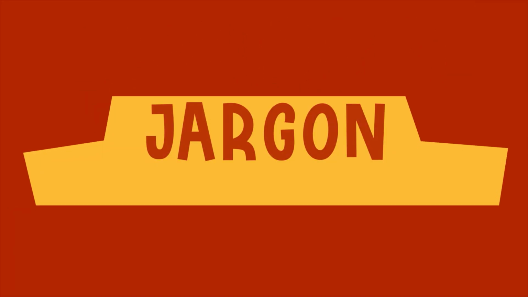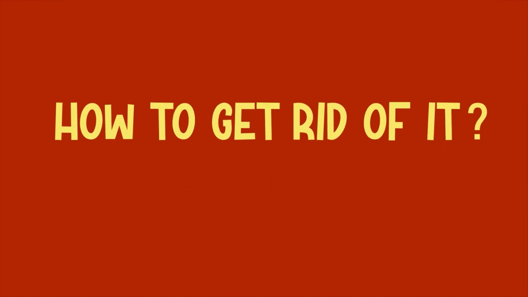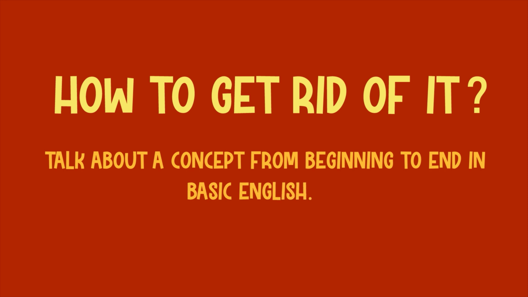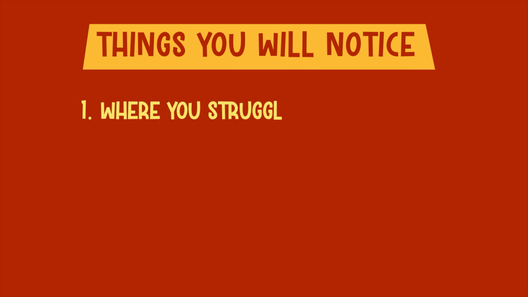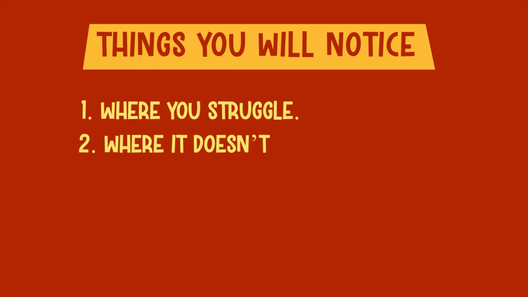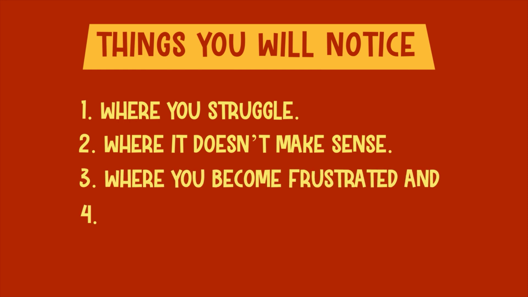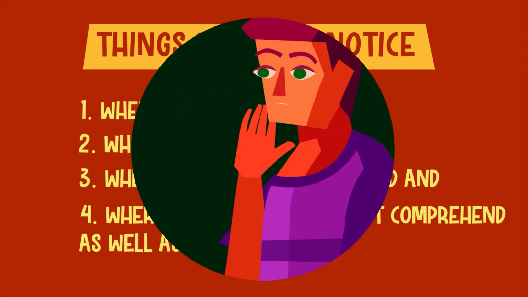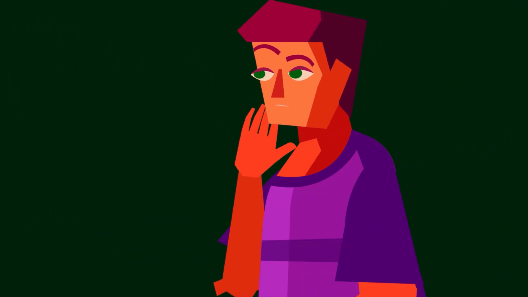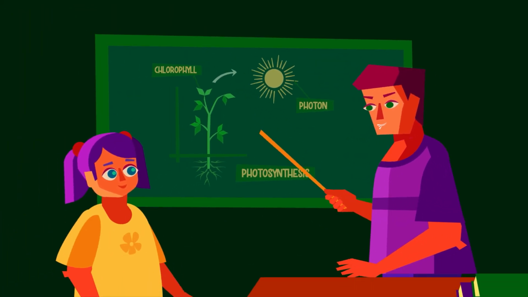This will make sure that you get rid of the confusing jargon. The issue with jargon is that it conceals our lack of comprehension. When you are forced to talk out a concept from beginning to end in basic English, you will find out a few very important things. You will find out 1. Where you struggle. 2. Where it doesn't make sense. 3. When you become frustrated. And 4. Where you realize you don't comprehend as well as you believed. Only by recognizing the holes in your understanding would you be able to fill them. And this leads us to the next step.